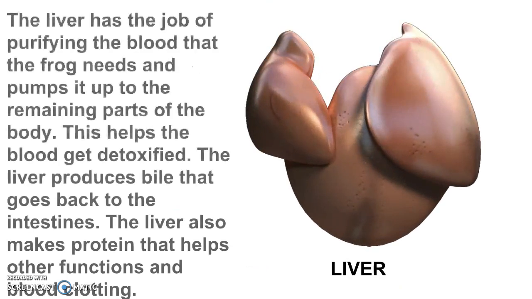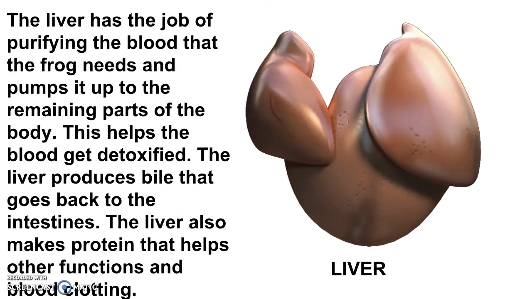Now the liver has a job of purifying the blood that the frog needs and pumps it up to the remaining parts of the body. This helps the blood get detoxified. The liver produces bile that goes back to the intestines. The liver also makes protein that helps other functions and blood clotting.